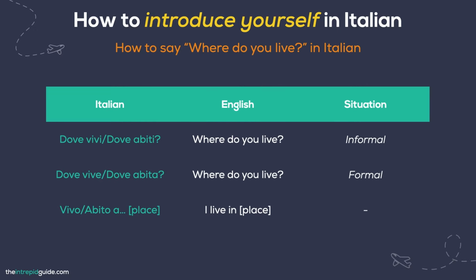Where do you live? Informal. Dove vive? Dove abita? Where do you live? Formal. You can reply with, Vivo, abito, a. I live in.